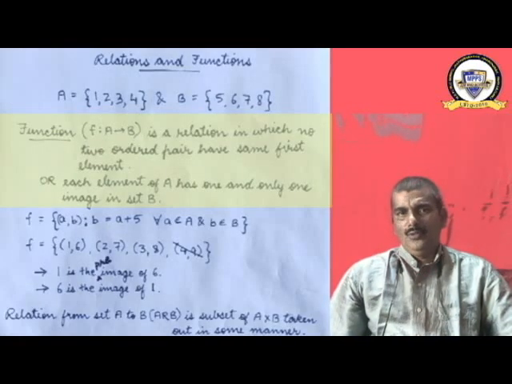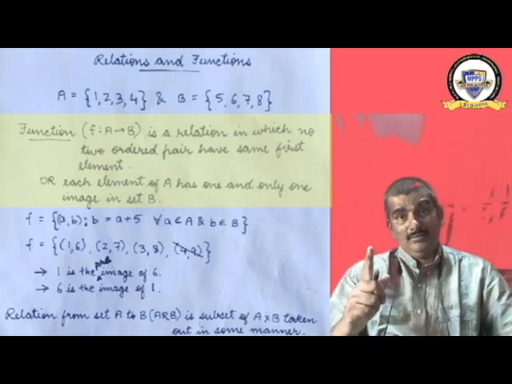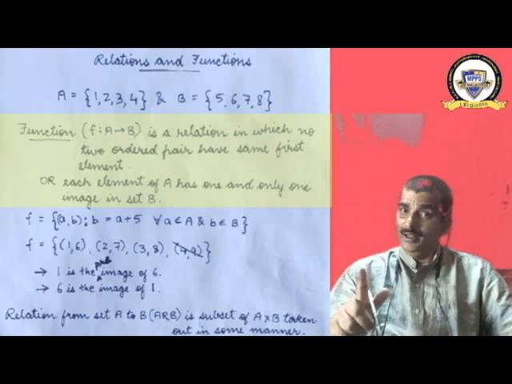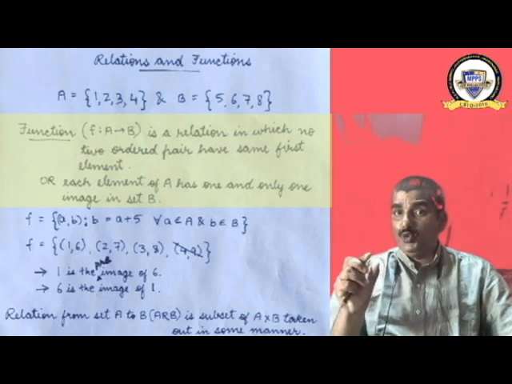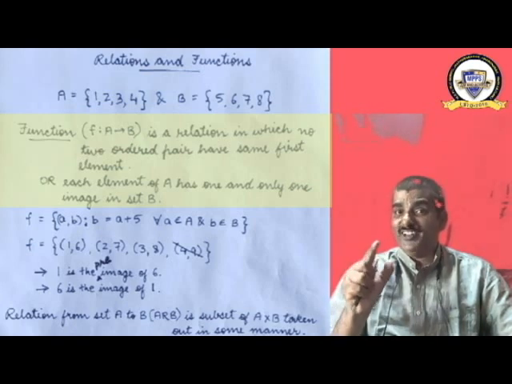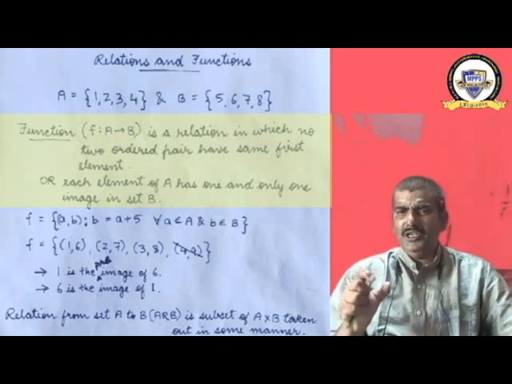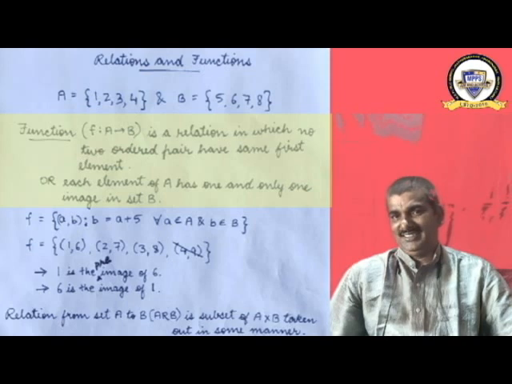Now functions. What is a function? Nothing else. It is a pure relation only. A function is a relation. Don't be confused. All relations are not functions, but all functions are relations. How? A relation in which no 2 ordered pairs have the same first element is called a function. There should not be any 2 ordered pairs with the same first element. That is my concept, that is my explanation.